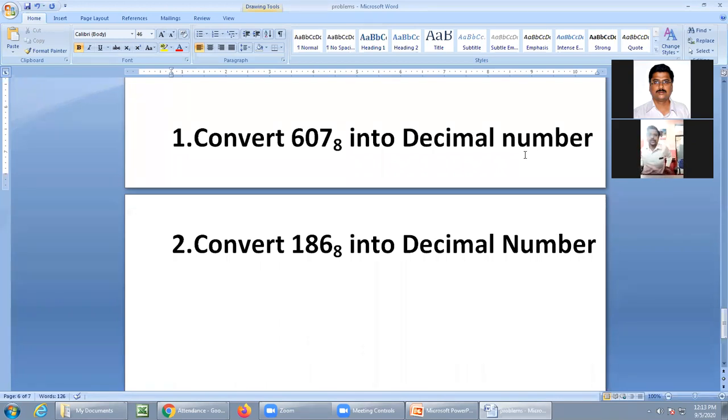So the correct answer is that you cannot convert 186, because 186 is not an octal number. In 186 there is a digit 8, and 8 is not an octal digit. An octal number must have digits between 0 and 7. So whenever a number is given, first check whether it is a valid number of the given base. So the right answer is that 186 is not an octal number, right?